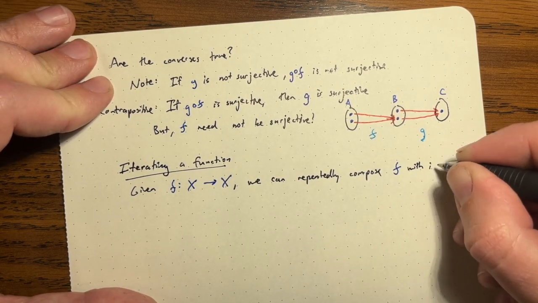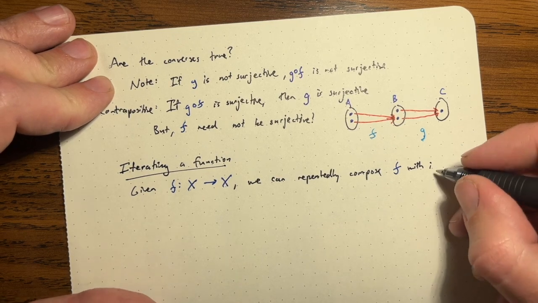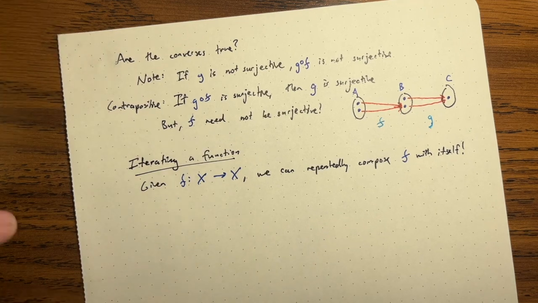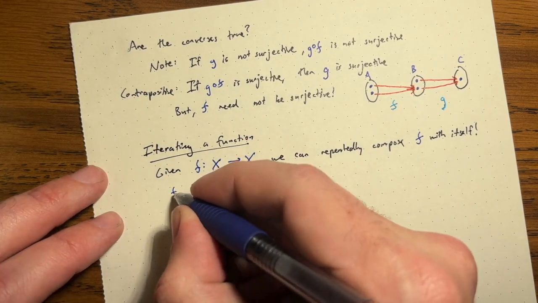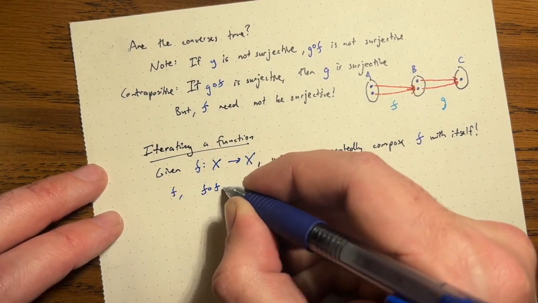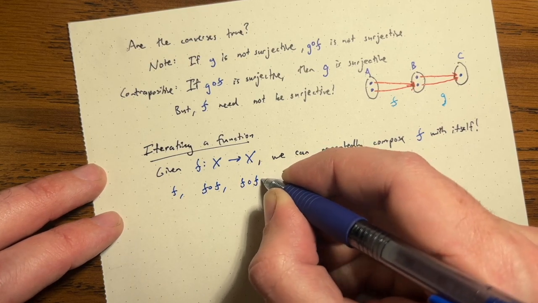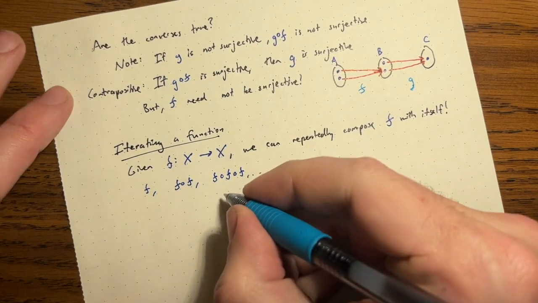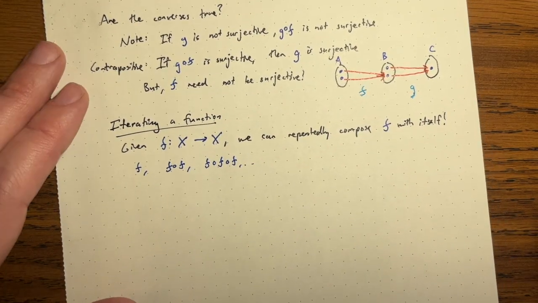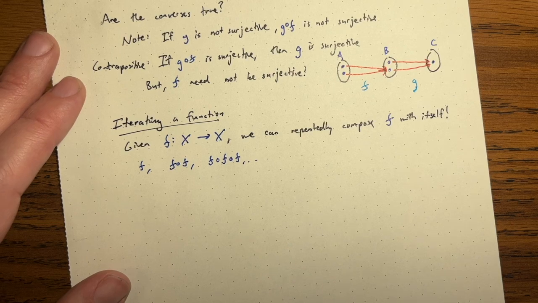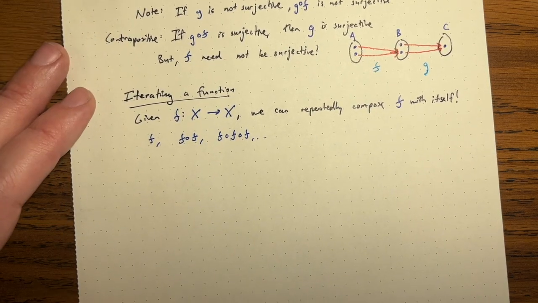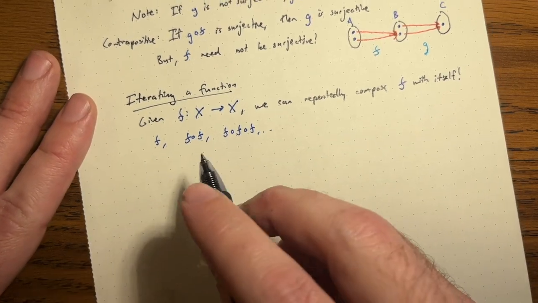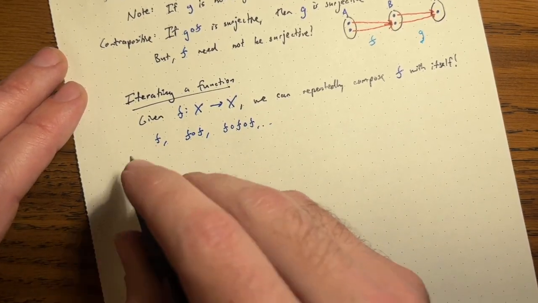This leads to all kinds of interesting phenomena in math. So we can do f, we can do f composed with f, we can do f composed with f composed with f, etc. This is like the first iterate, second iterate, third iterate, etc. And this is something we might often like to do. We saw an example of this in the very first lecture, if I remember. It was the Collatz conjecture.